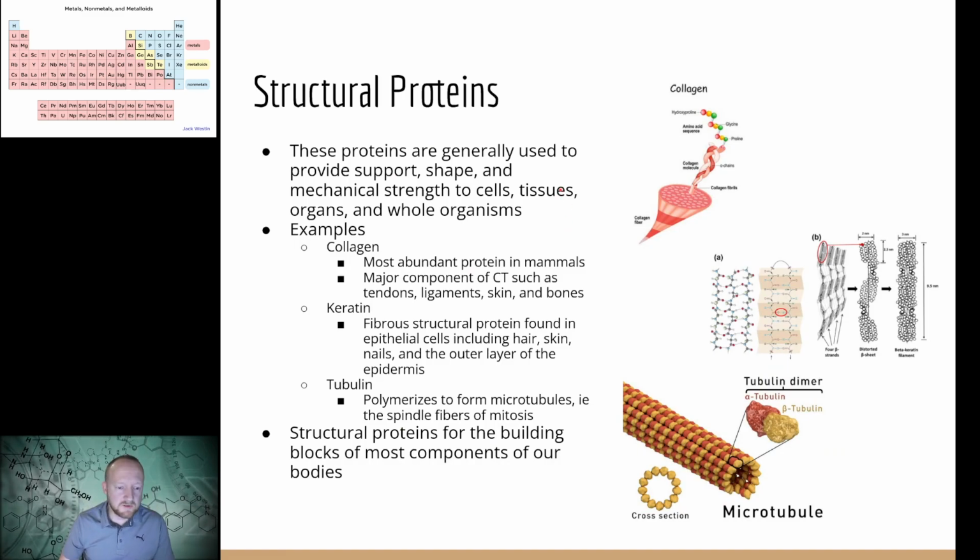So if we look at structural, they're generally used to provide support, shape, and mechanical strength to cells, tissues, and organs. Collagen is the most abundant protein found in mammals, a major component of connective tissue such as tendons, ligaments, skin, and bones. Keratin is a fibrous structural protein found in epithelial cells, including the hair, skin, nails, and the outer layer of the epidermis. And tubulin polymerizes to form microtubules, i.e. the spindle fibers, during mitosis.